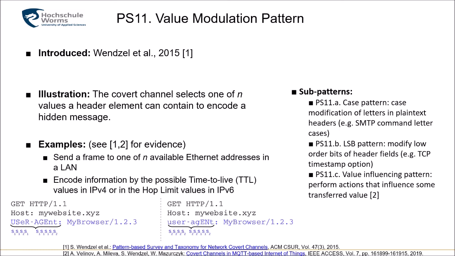And there's the value influencing pattern. This is rather new and was shown to work with the MQTT IoT protocol, where you perform actions that influence some transferred value. I think this pattern will become more important for IoT-based steganography. In the end of the class, I have a chapter on IoT steganography.